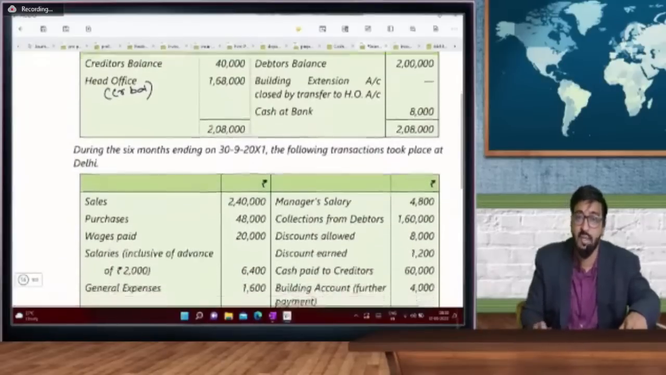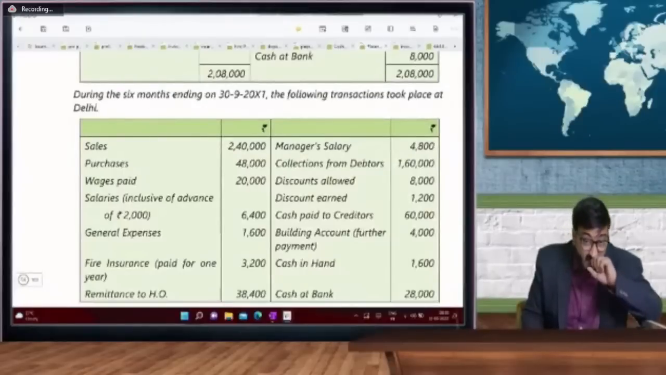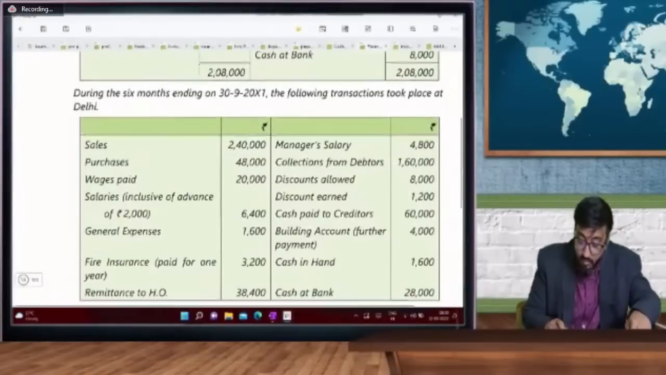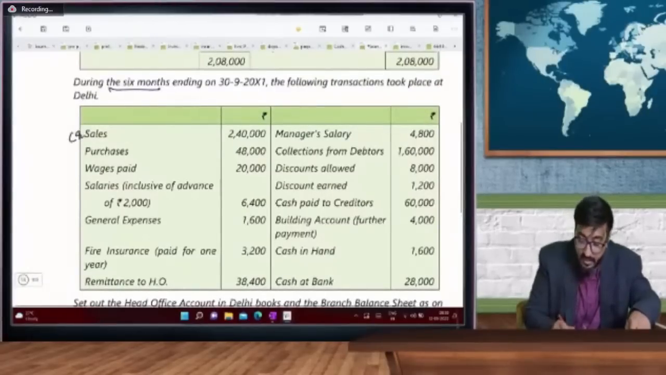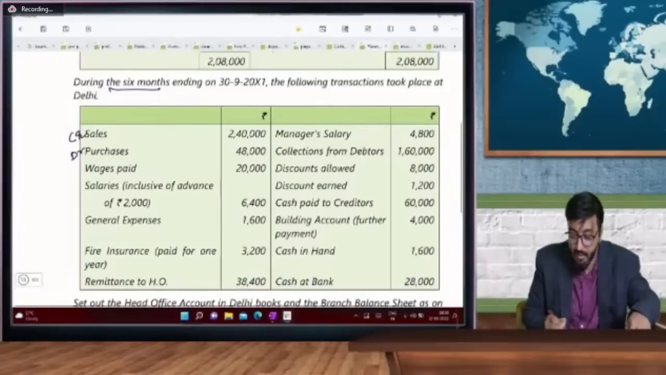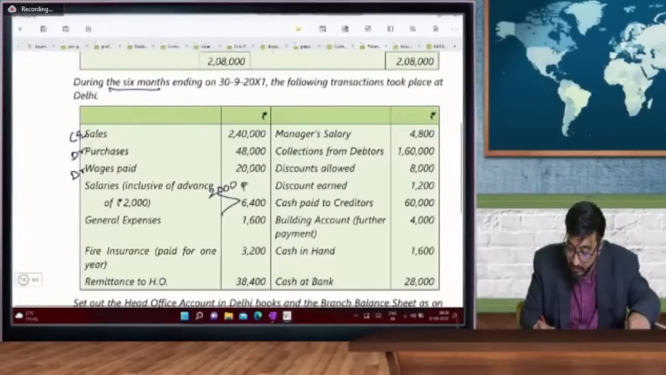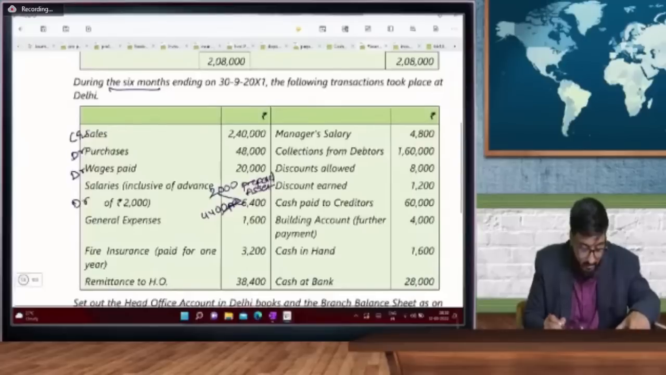Now see what you have to do in the exam. First, you have to understand whether it has a credit balance or debit balance during the 6 months. Sales credit balance, purchase debit balance, wages paid debit balance. But wait, salary. Now salary, we will divide it in two parts. Salary inclusive of advance. Advance means prepaid salary, and the remaining is your P&L. So 4,400, this will be the asset, current asset, and this is a P&L item, expenses. So debit balance.